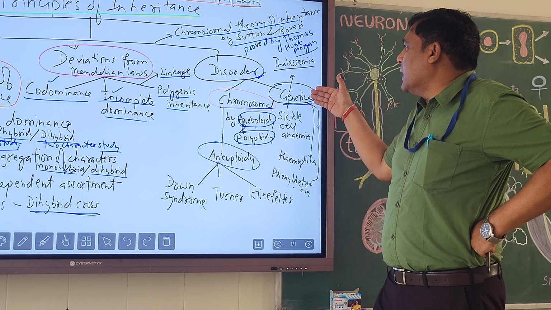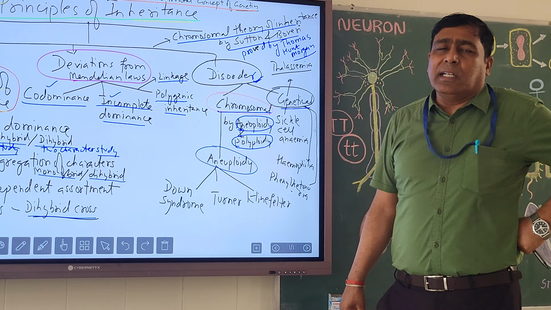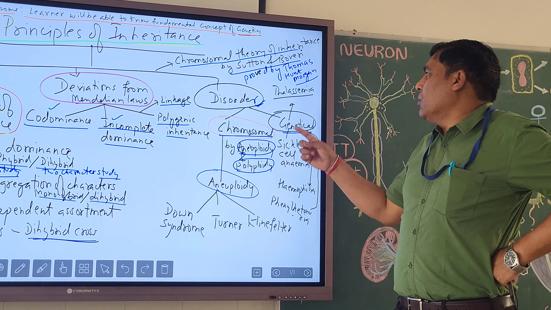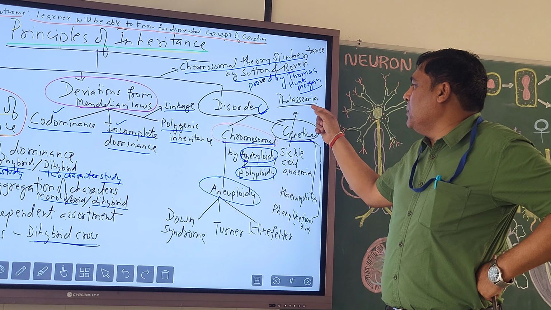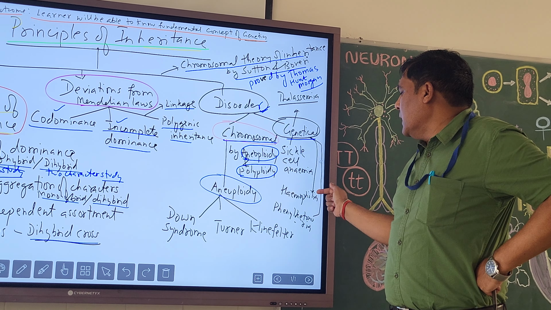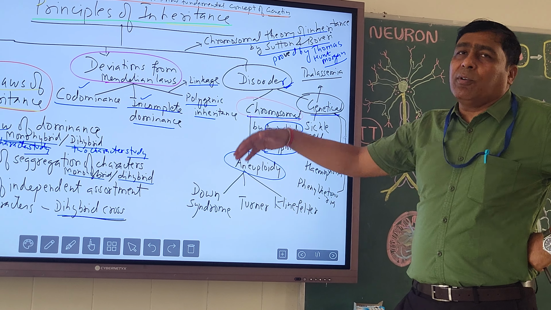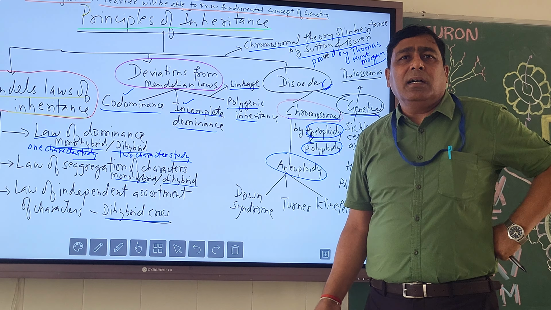Then comes your genetic disorders. These are due to the difference in the genes or the genetic setup. So there is thalassemia, sickle cell anemia, hemophilia, phenylketonuria. Now all these things we are going to study during the coming lectures.